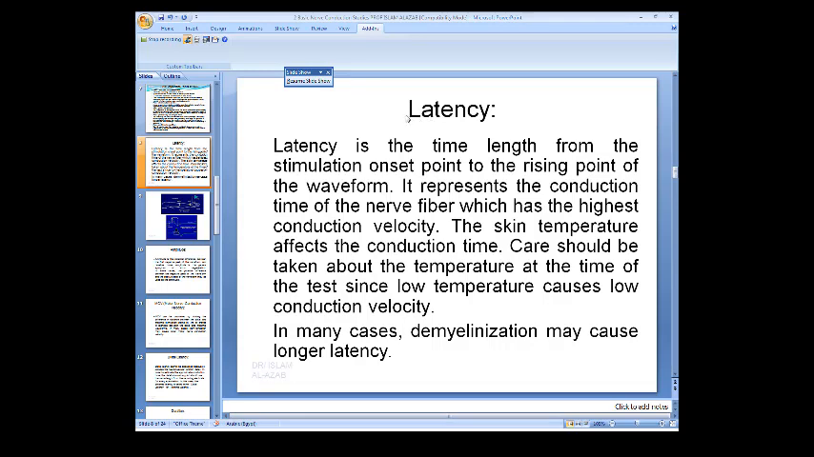Latency. This term, we will hear it more and more. Latency means the time length from the stimulation onset point to the rising point of the waveform. It represents the conduction time of the nerve fiber which has the highest conduction velocity. The skin temperature affects the conduction time. Care should be taken about the temperature at the time of the test, since low temperature causes low conduction velocity. In many cases, demyelinization may cause longer latency.